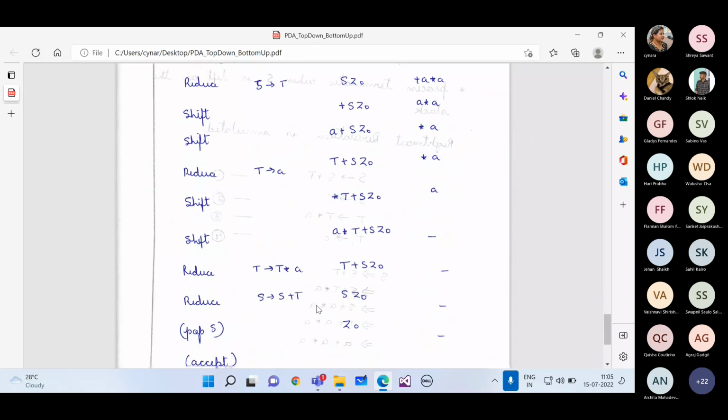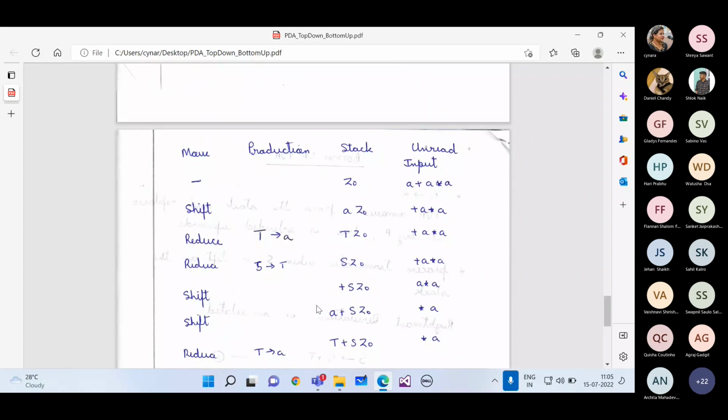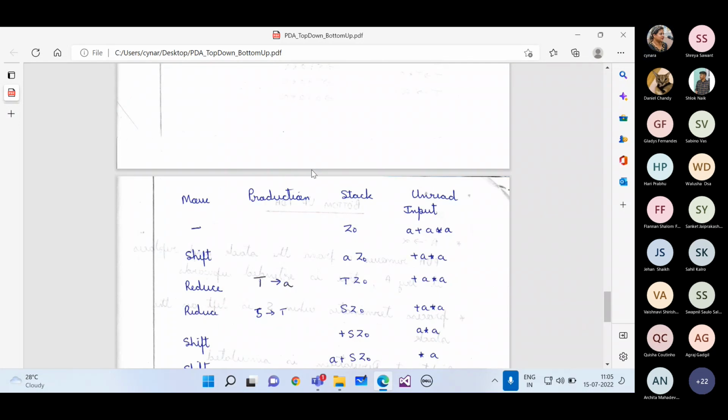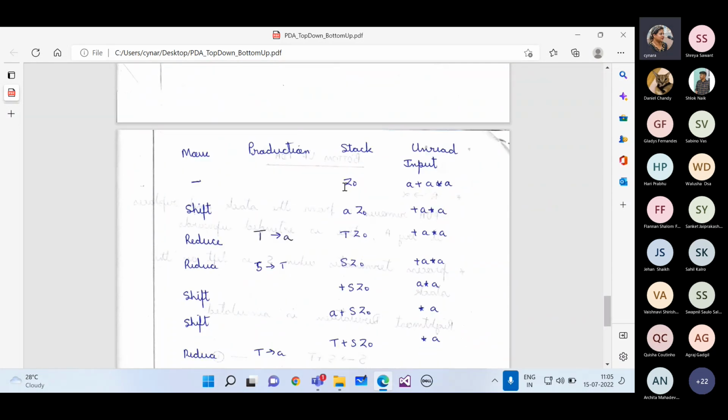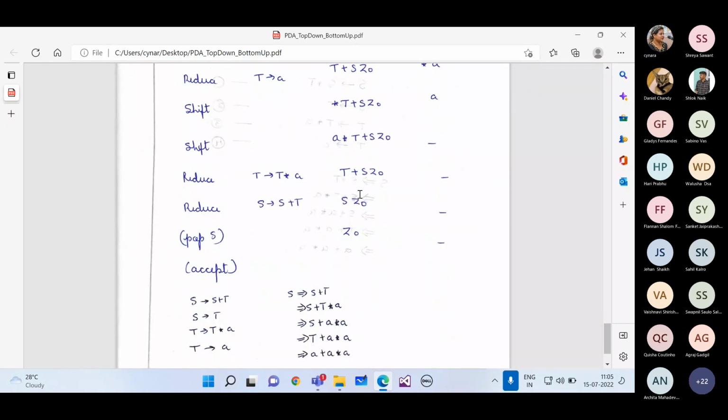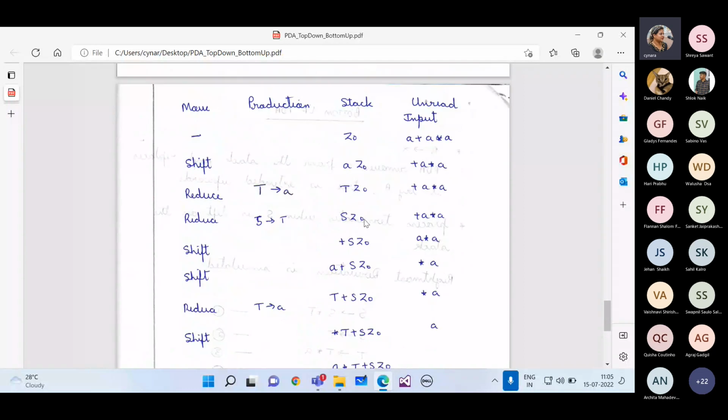Now, this works in the opposite way compared to the top-down PDA. Initially, the stack top is Z0. We are taking the input with us, that's the leaves of the tree, A plus A into A. And if you see this table, it ends up in the start symbol S. So S is left on the stack. That means the string has been accepted.